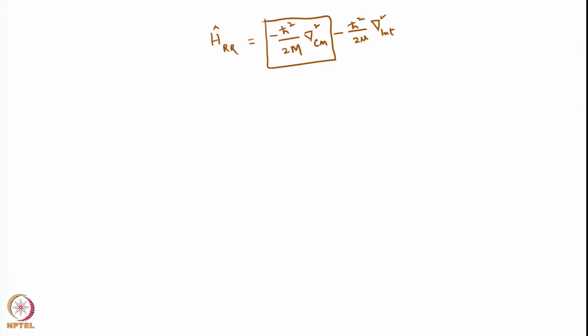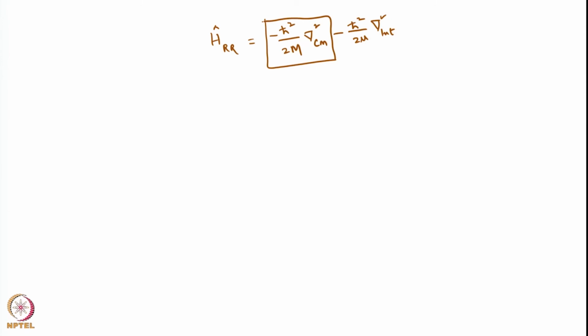Okay. Now, there are two things that let us go to the Hamiltonian, H_rr equals minus h bar square by 2M del square center of mass minus h bar square by 2 mu del square internal. Now, there is one issue: this quantity is the center of mass motion, that means the whole object is moving.